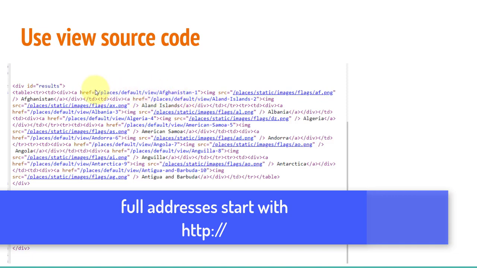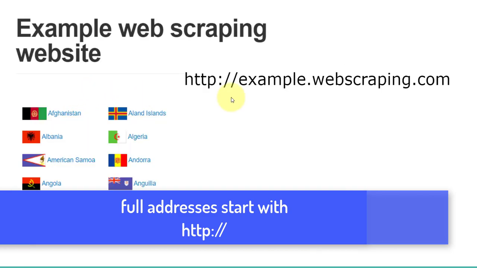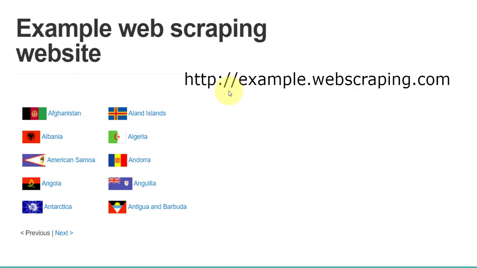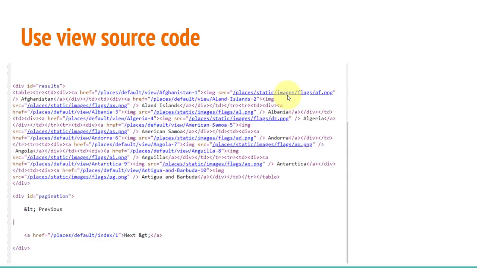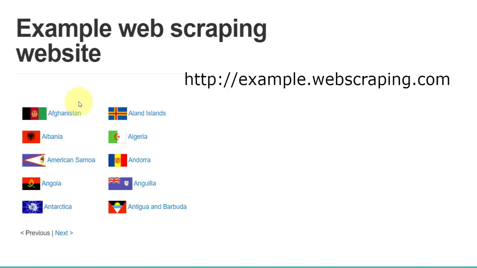Now you can see this is not a full address. It doesn't start out as HTTP. In fact, what we're going to have to do is prepend, or put this in front of this address, because this is what's called a relative address. So it doesn't tell the full address. But we're going to need the full address for each of these pages, for this page, for this page, for this page, and so on.